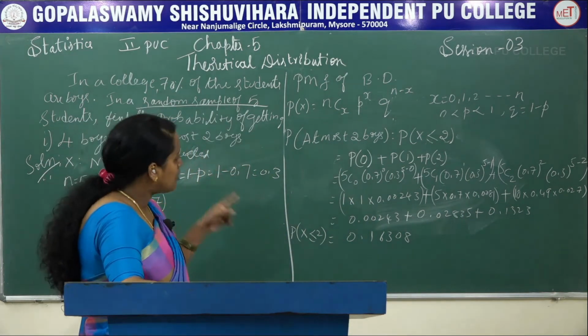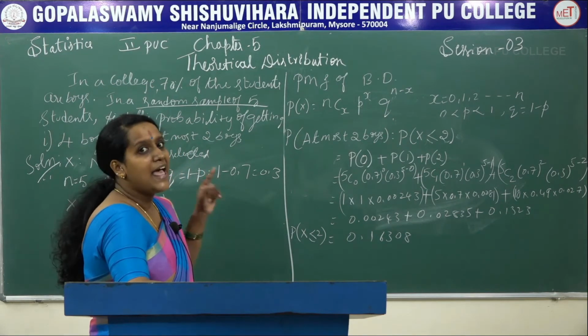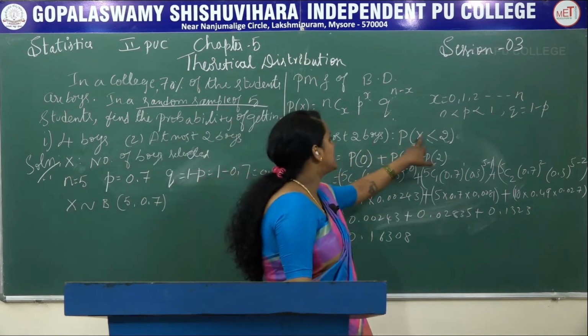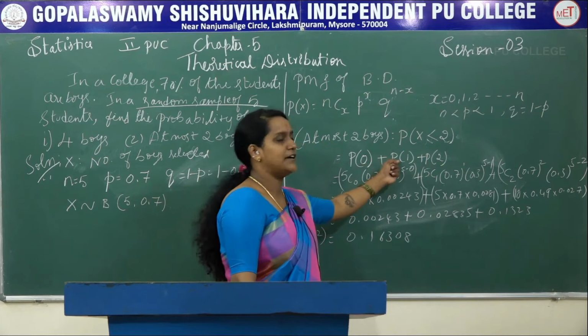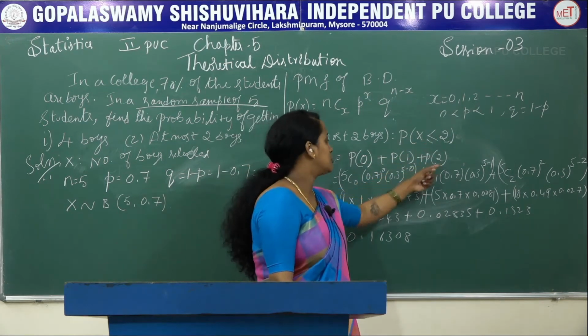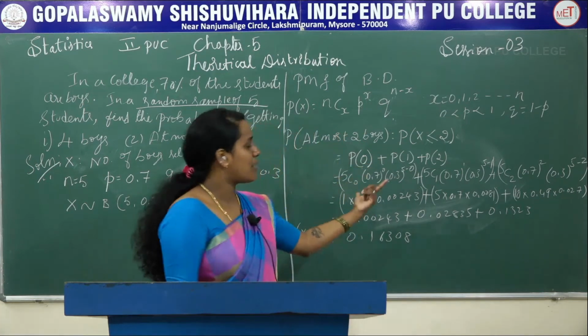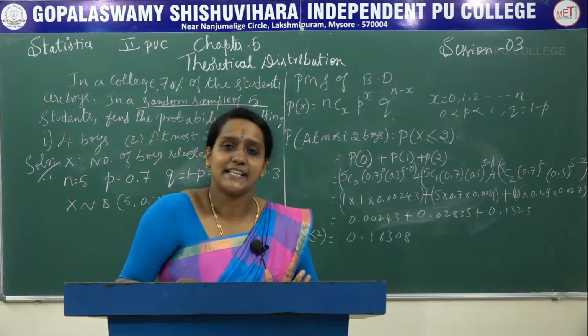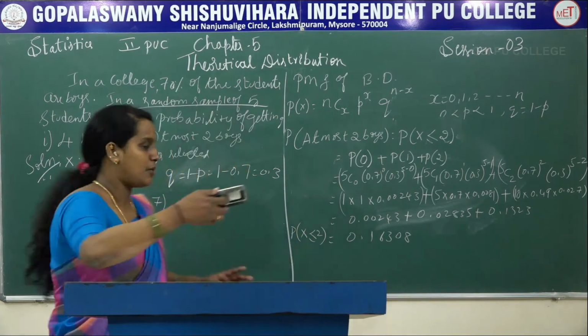Since this is an at most problem, at most is nothing but less than or equal to. Less than or equal to 2 we have to take. Less than 2 means 0 and 1, and equal to 2 it is 2. Substitute p, q and n values in the PMF for different x values. You will get the value. Next problem.